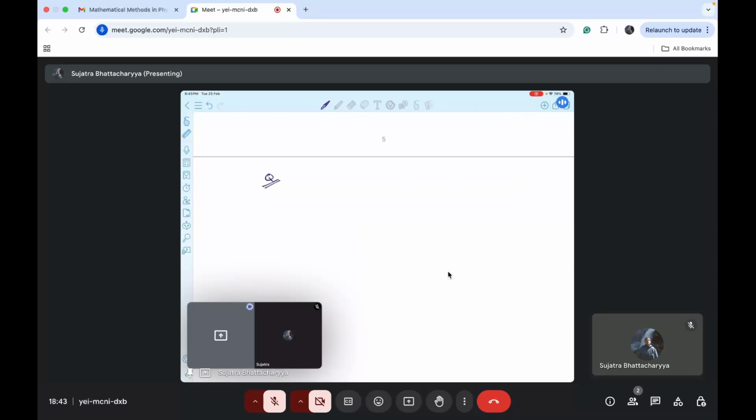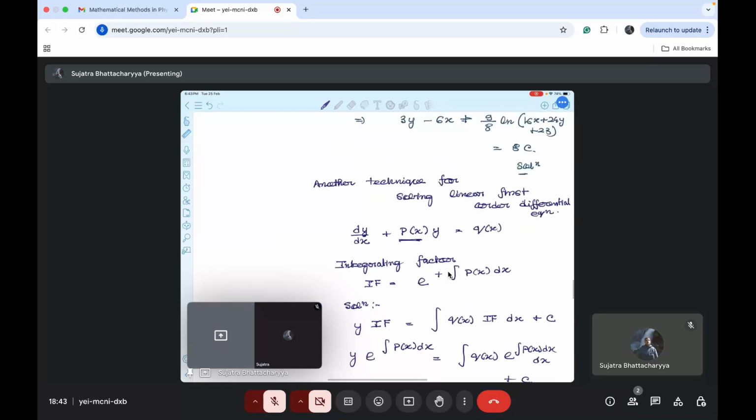So one of the questions is: (x + 1) dy/dx − y = e^x (x + 1)², right? So what we will do is convert it into this form. That means with the derivative there must not be anything.